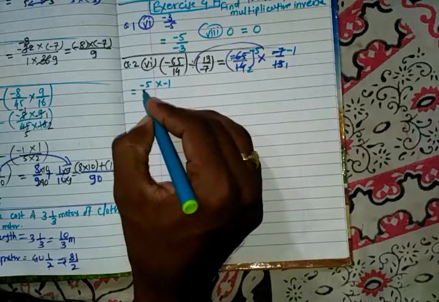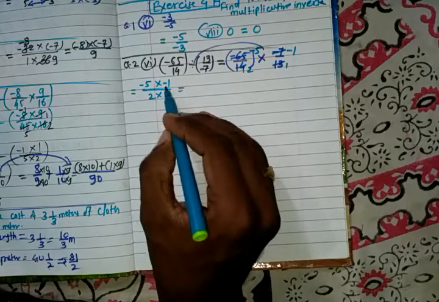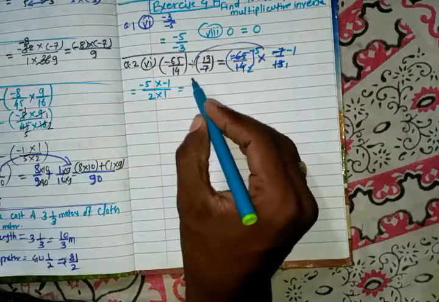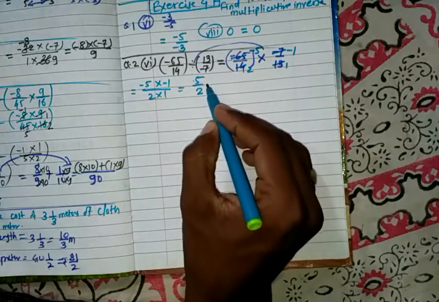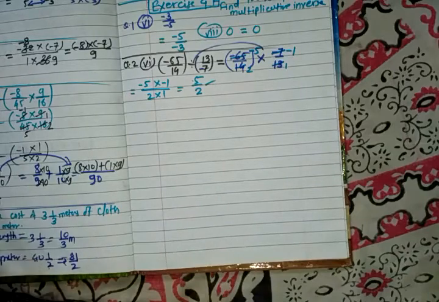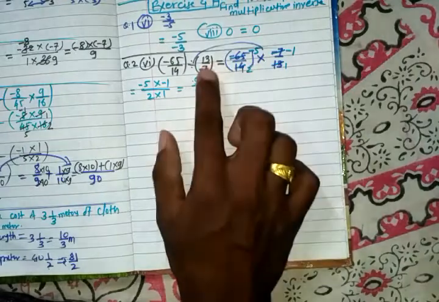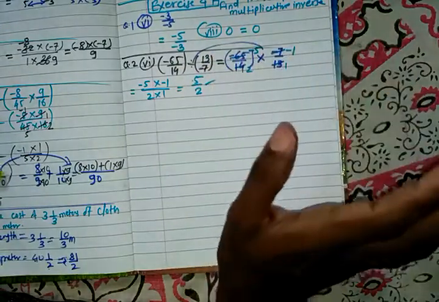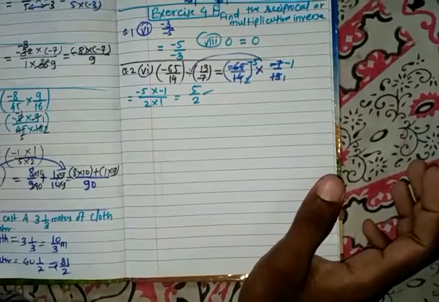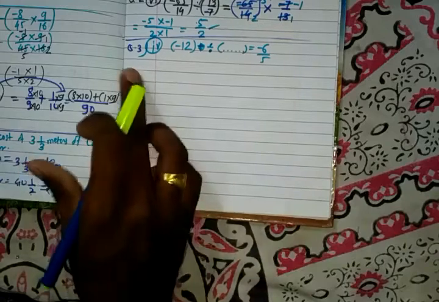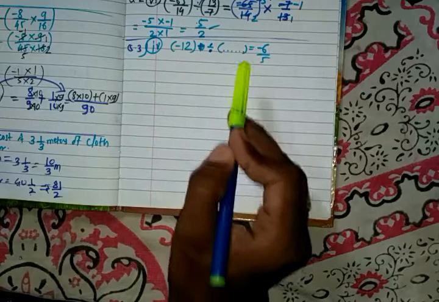After that, minus 5 into minus 1 upon 2 into 1. Now minus 5 into minus 1 is plus 5, and 2 into 1 is 2. So the answer is 5 by 2. The only thing we have to keep in mind is that you change the division sign to multiplication and take the multiplicative inverse or reciprocal of the second rational number, and you will get the correct answer. Just try the problem.